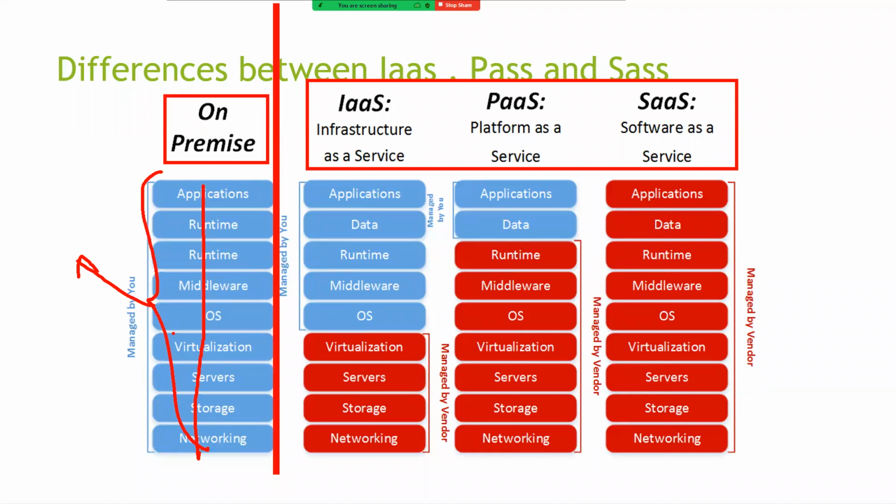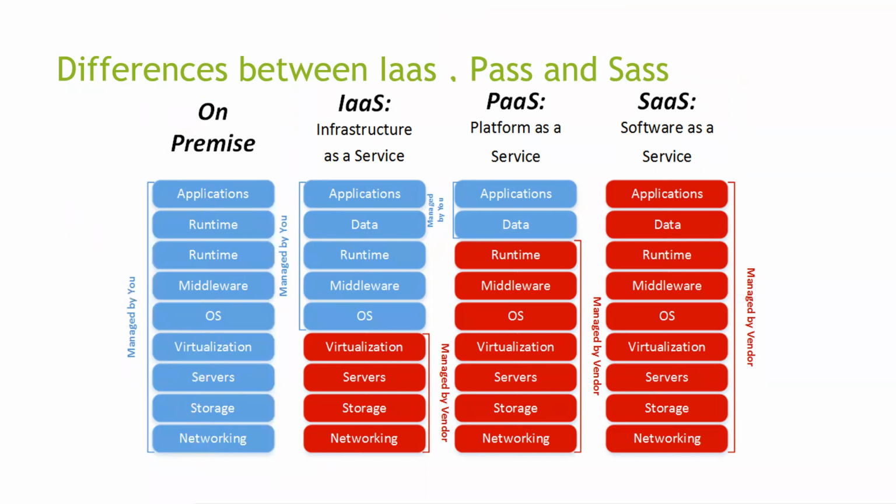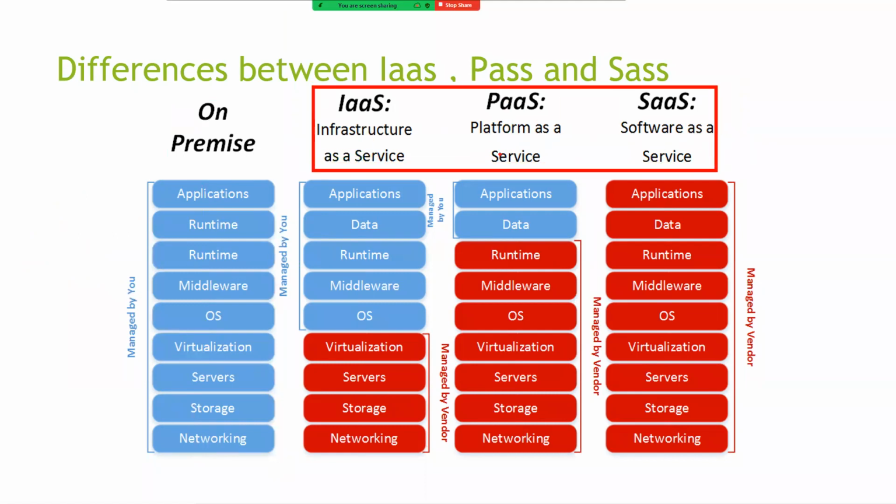Anyone? The physical data infrastructure we need. Yes, data center is required. Okay. When you go for cloud computing, we have three categories. Assume that you are going for infrastructure as a service. What is that? Infrastructure as a service.